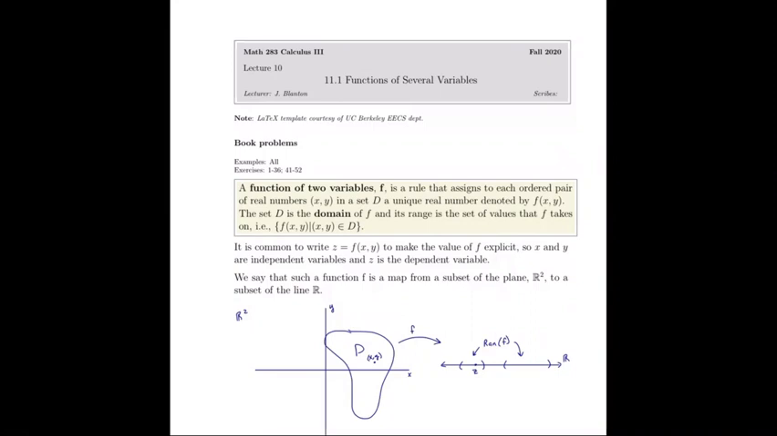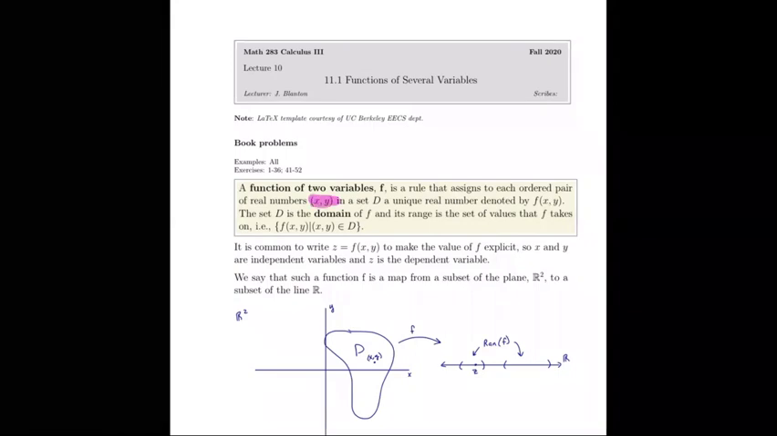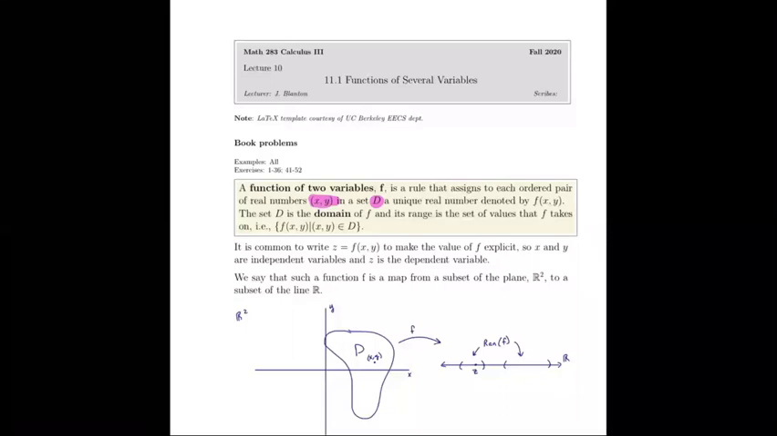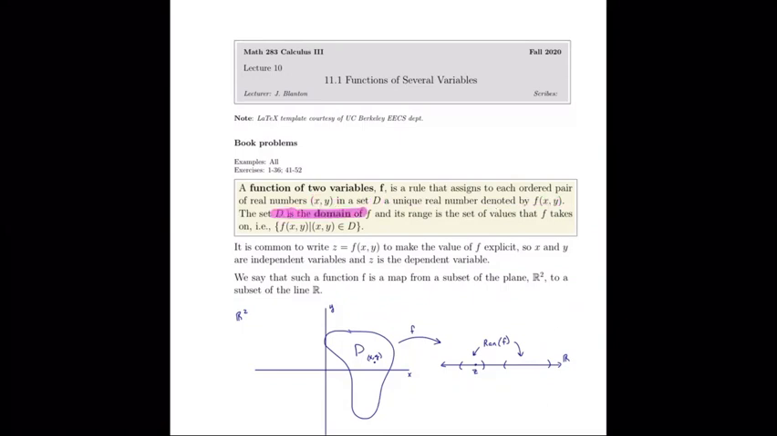So a function of two variables is a rule that assigns to a pair of real numbers x, y, which is in a subset D of the real plane, R2, some unique real number denoted f of x, y on the real line. D is called the domain of the function f. Its range is the set of values that f takes on the real line. Okay, a diagram of this is down below.